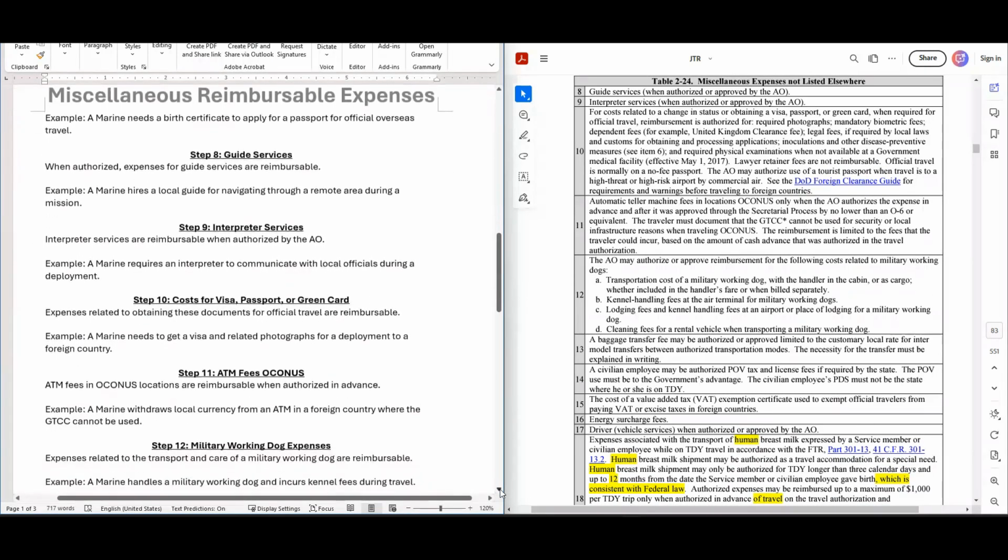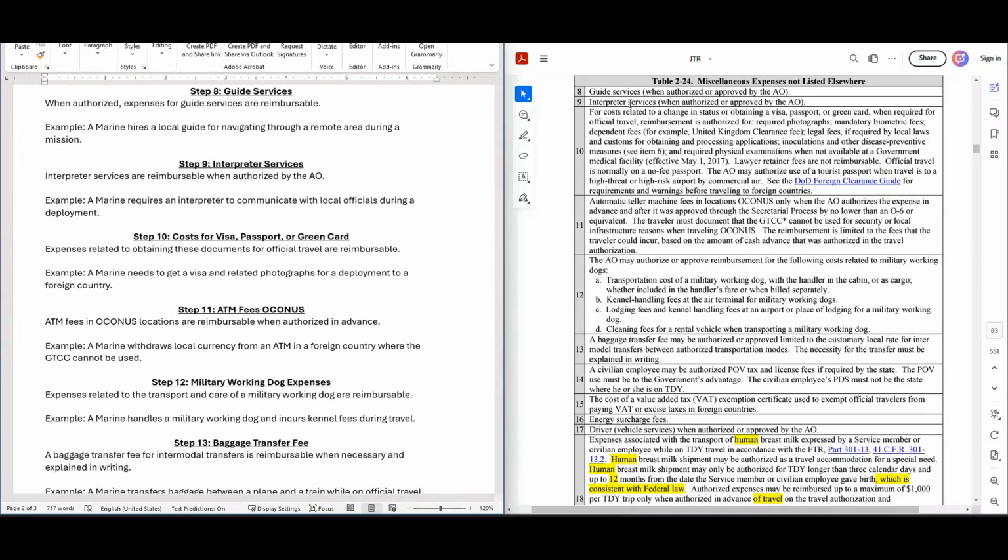Coming down here to the next one. For eight, guide services when authorized or appropriate by the AO. Now, this one is actually kind of vague, as you can see here. So guide services, if it's part of that travel, if it's part of the official expenses that's needed for what you're doing, which does happen.